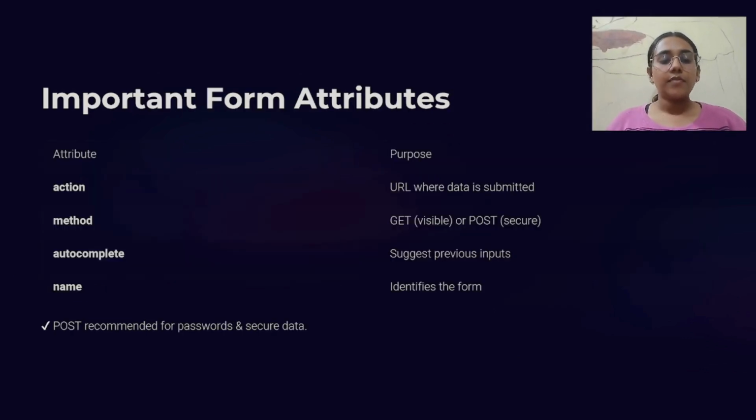Next, important form attributes. The form tag has some important attributes. The first one is action, which tells where the form data will go. The second is method, which can be get or post. Get shows the data in the URL, while post is used for sending sensitive data like passwords.